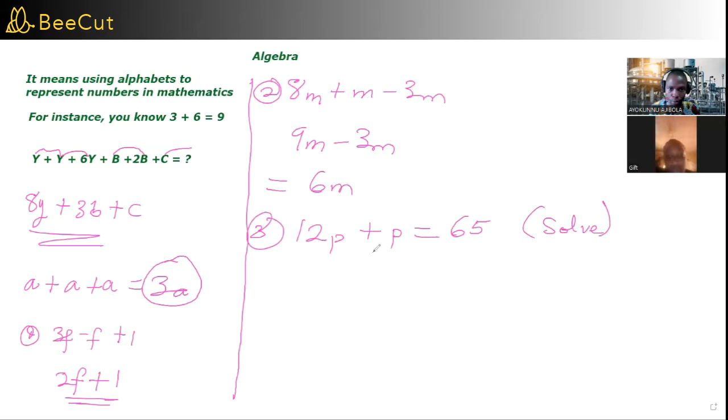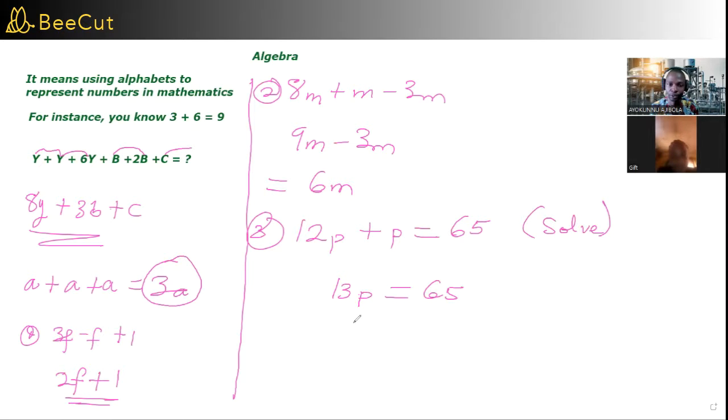Now, what will this be? This is 12p plus p, making how many p? You have 12 p's in a basket, you add another p, that makes 13p. So equal to 65. And the meaning of this is that p is a number. That number is multiplied by 13 and it gave me 65.